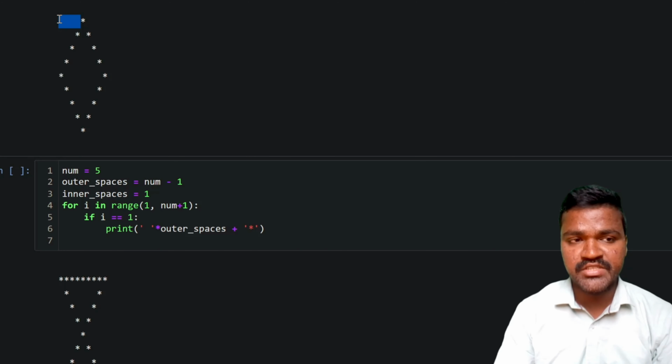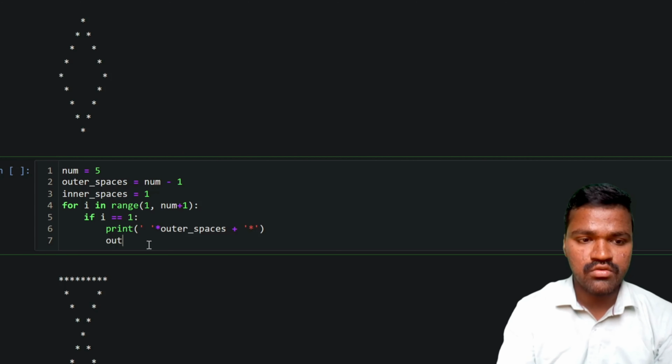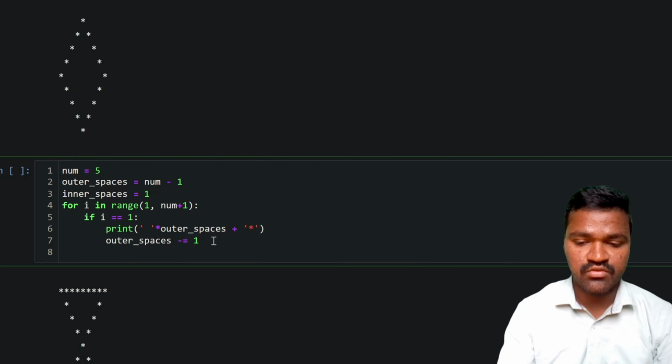So after completion of printing this row, what we need to do is that we need to decrement this particular outer spaces, because carefully observe here, the outer spaces keep reducing on each iteration. For that reason, I am mentioning outer spaces minus equal to 1. By mentioning this, on each iteration, outer spaces will be reduced by 1, and we can actually print this particular pattern like this.